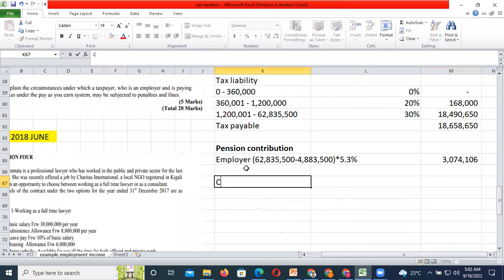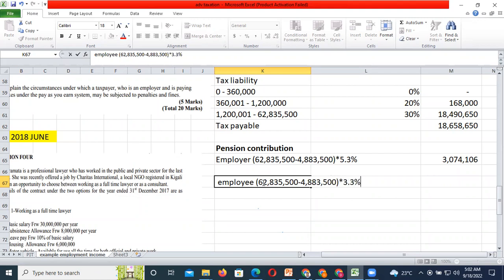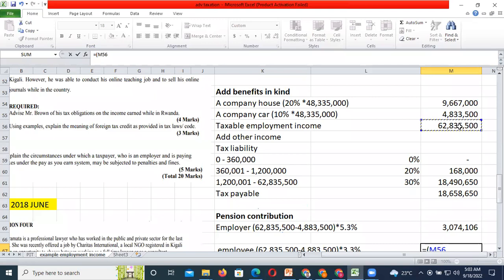Then I can have the contribution by employee, which is going to be almost the same figure. I can remove this. I have 62,835,500 minus 4,883,500, then times 3.3%. So I will have the same, this minus this times 3.3%.